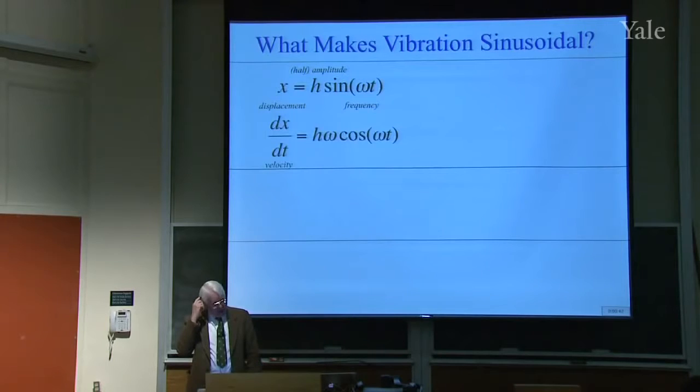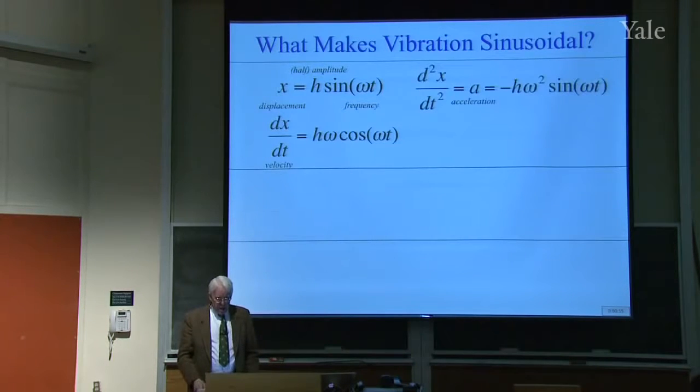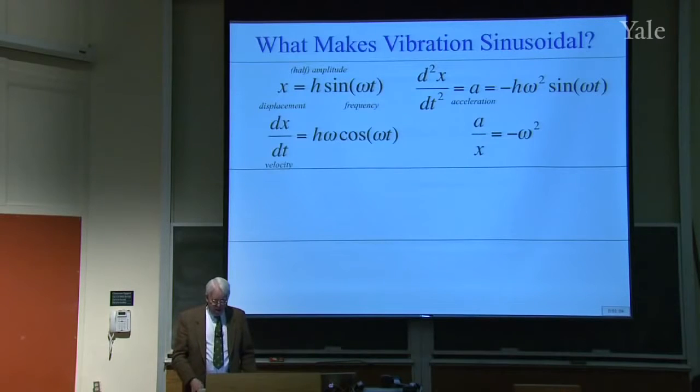And the velocity, the change in position with time, is the derivative of that, so the cosine, right? And the acceleration is the second derivative, so it's that. And from that, if the motion is sinusoidal, as we said at the beginning, then the acceleration divided by the displacement is minus the frequency squared.